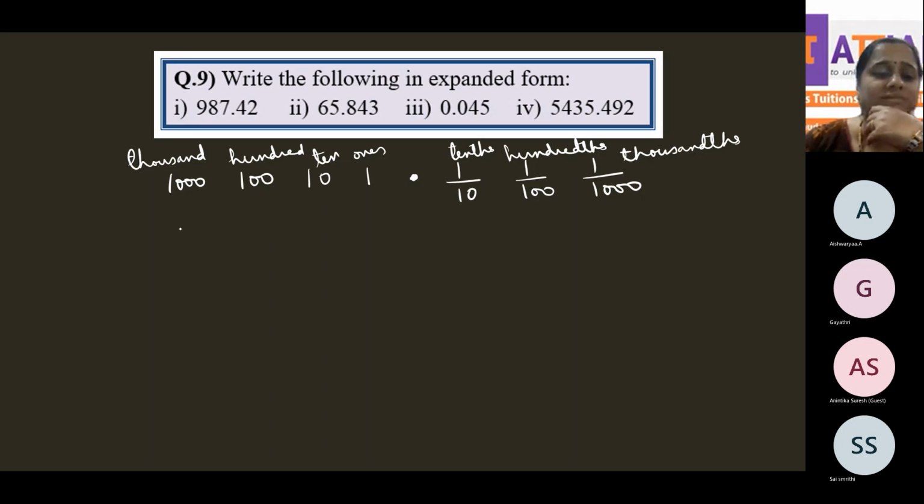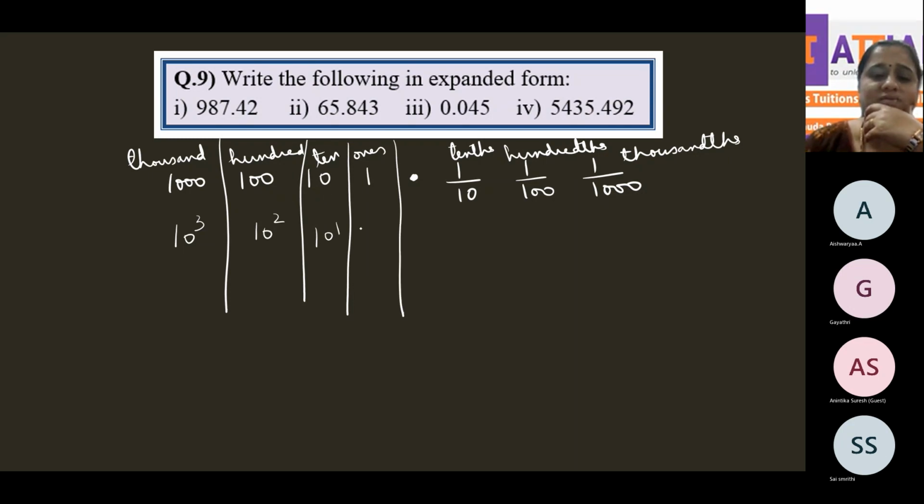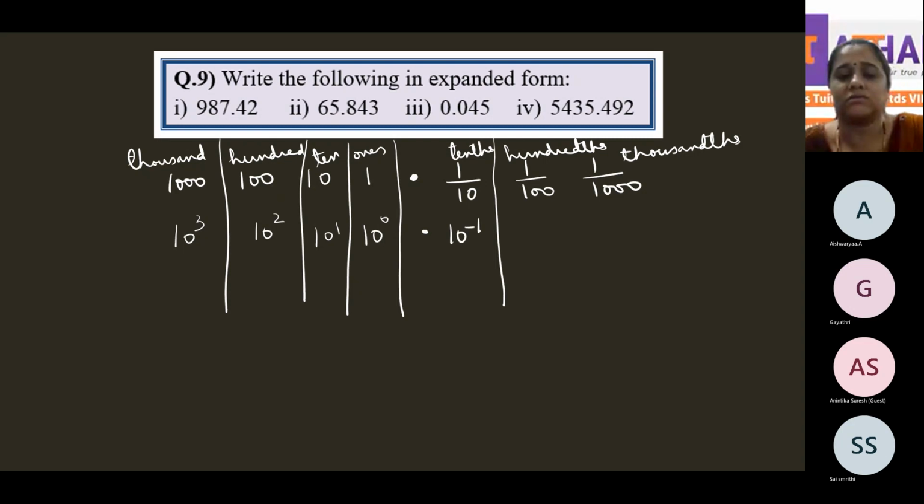So this 1000 is nothing but 10 cubed. This is 10 square. And this is 10 to the power 1. And this is 10 to the power 0. Decimal point. 1 by 10 is nothing but 10 to the power minus 1.